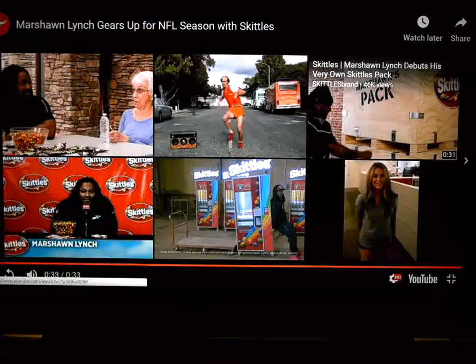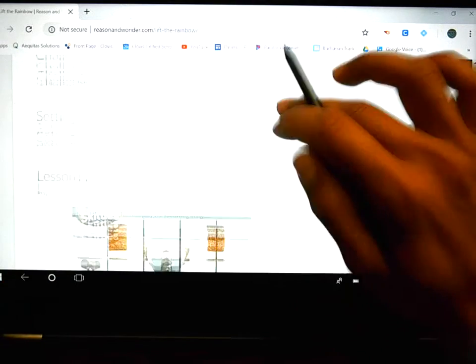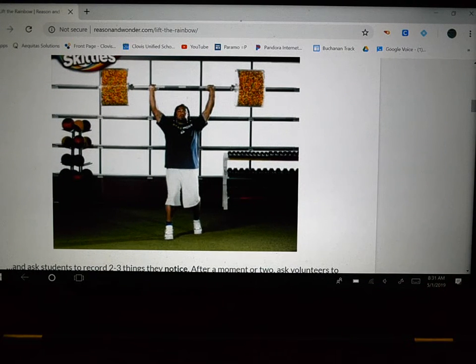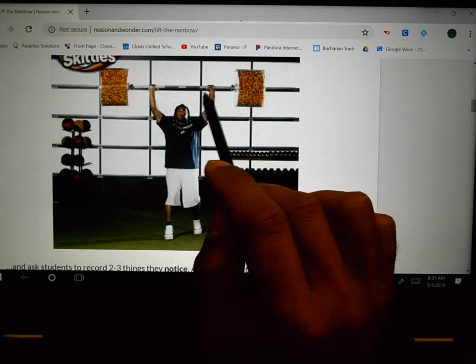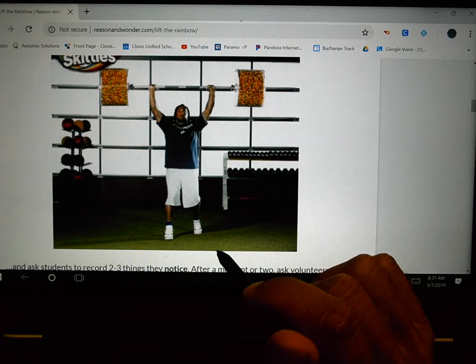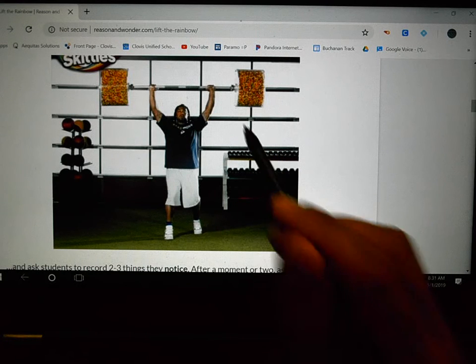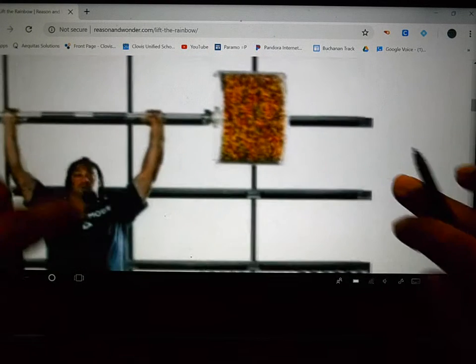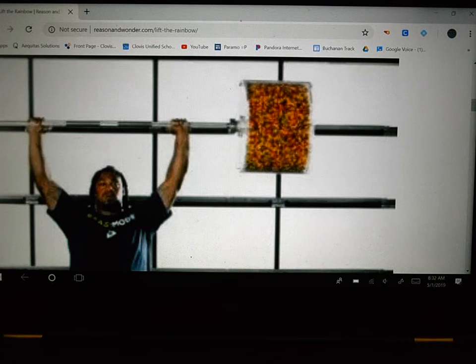So let me close this down and show you this picture of Marshawn Lynch holding up a barbell with 2 plates, and the plates are not normal plates. The plates that we lift in the weight room have different weights on them, so you know exactly how much weight you're putting over your head. Well, what happens if your plate is a plastic cylinder filled with Skittles? He was strong enough to lift this over his head.